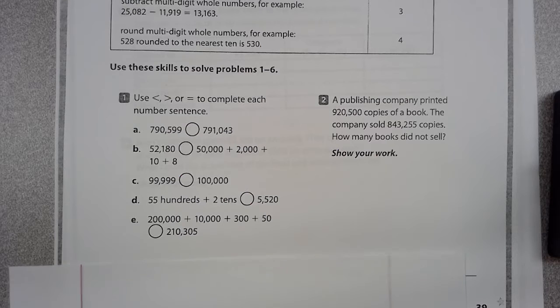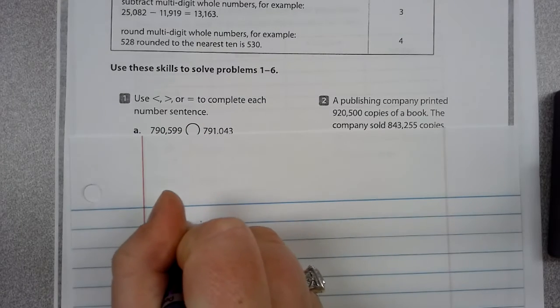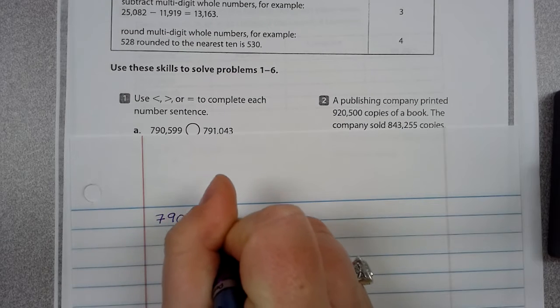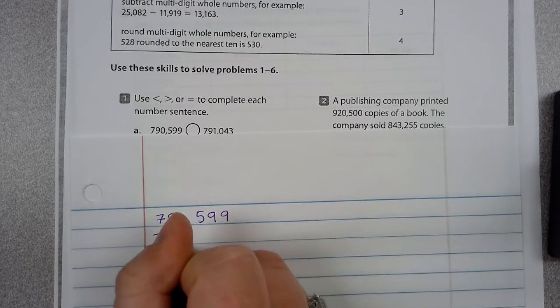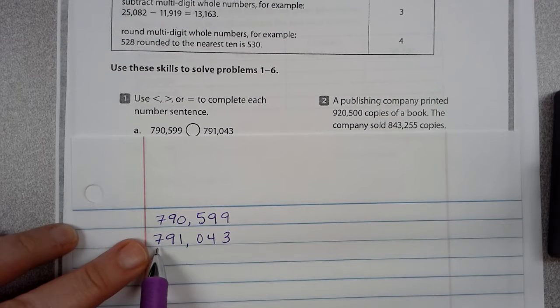Number 1, we're going to use less than, greater than, or equal to complete each number sentence. So we have some inequalities here. I have 790,599 compared to 791,043. How do we compare numbers? Well, we stack them. 790,599 and then 791,043. You're going to start with the greatest digit, which is the hundred thousands place.